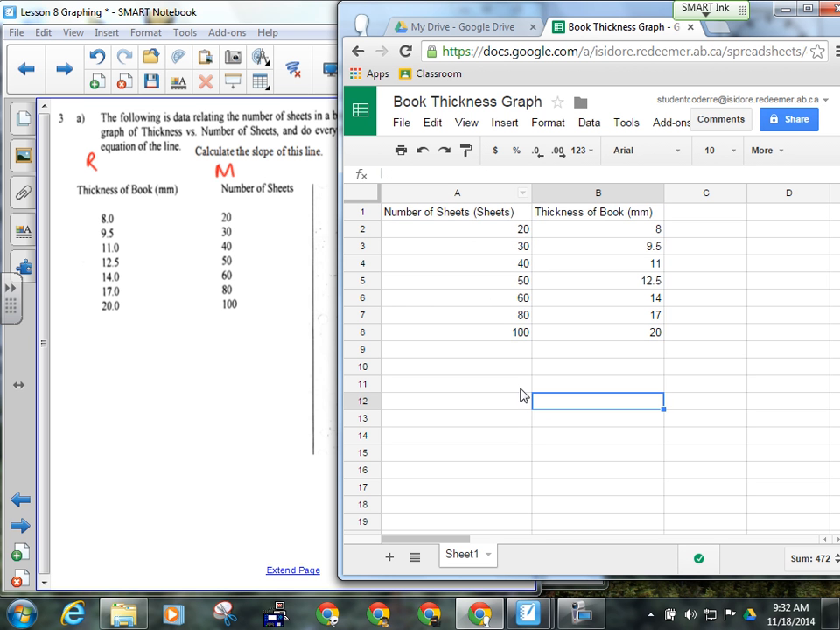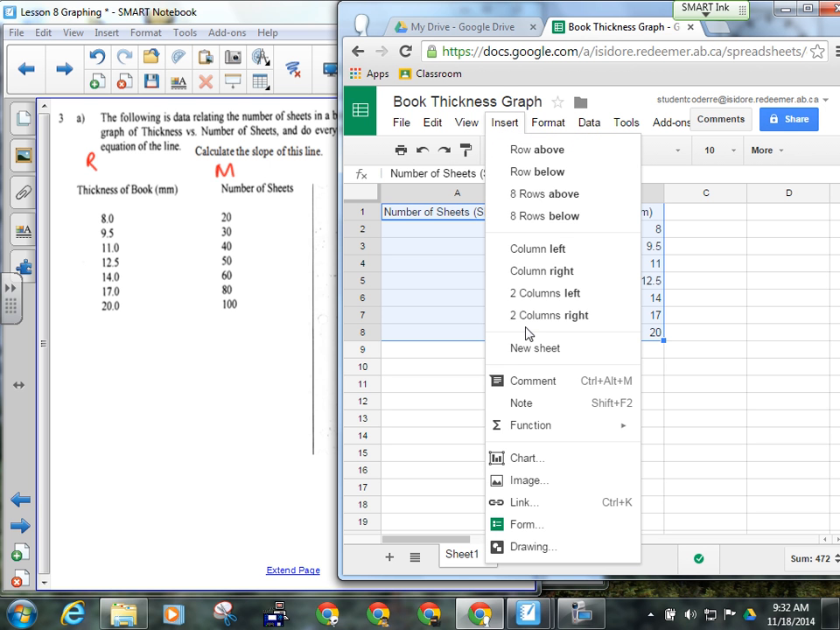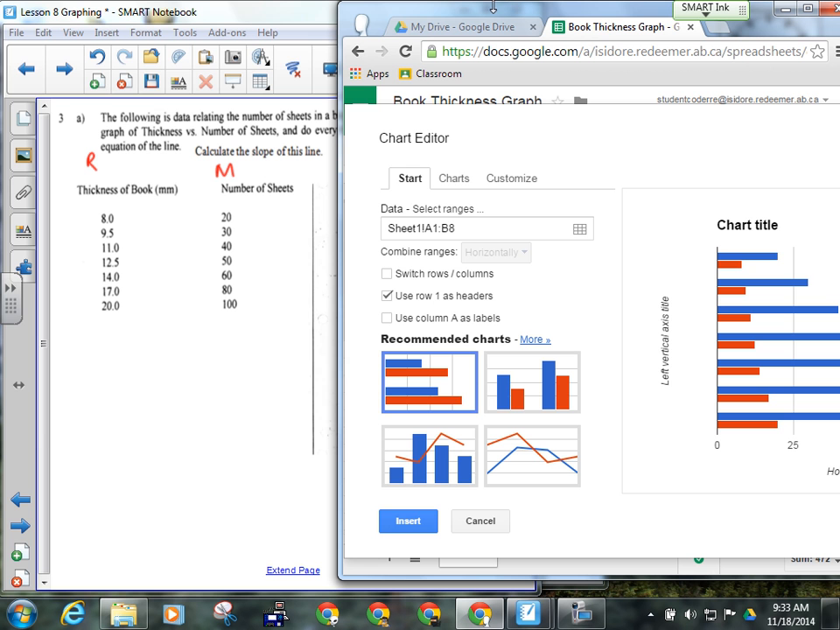So watch again here, guys. Just put your arrow in the first box, click it, and then highlight everything. Click and drag, highlight everything. Once you've done that, then you're going to go up to Insert. And then it's going to give you some options. We're going to go straight down here to Chart. And when you click on that, this other dialog box comes up.